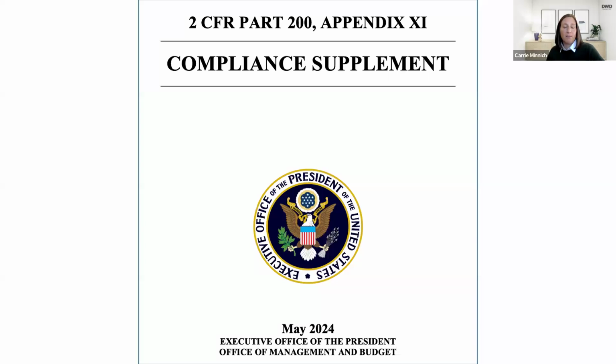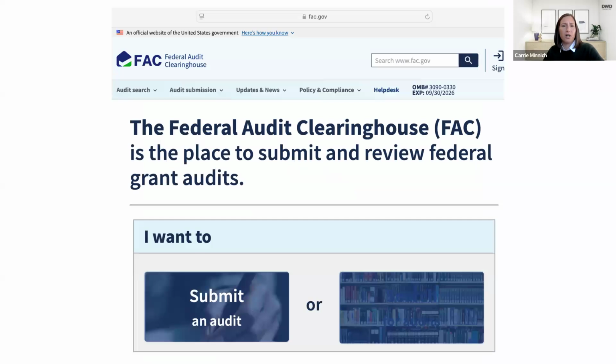This is what the first page of the compliance supplement looks like. Again, they do issue one every year, sometime in May or June is when they try to do it. However, it doesn't always get issued at that time. This is the Federal Audit Clearinghouse. This is the website that you go and upload those documents to at the end of the audit. This is also a website that anyone from the public can go and search for your audit financial statements and look at those as well.